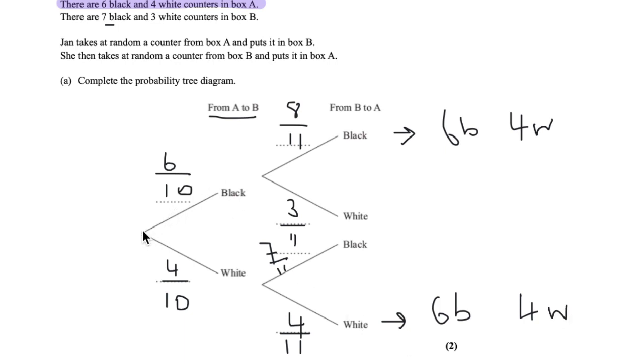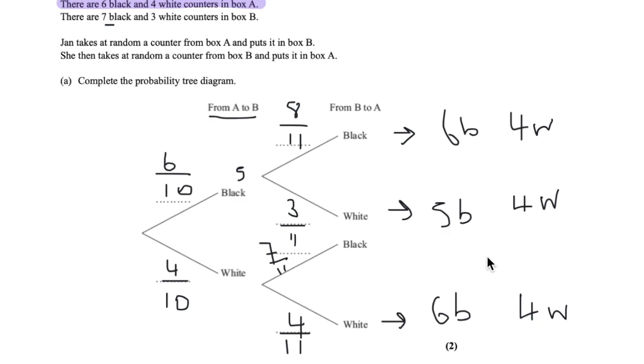Now in this one, we've taken a black out. So at this point we have 5 black in A, and we've put a white back in. So in this one, we actually have 5 black and 4 white. Wait, no, black can't be right.